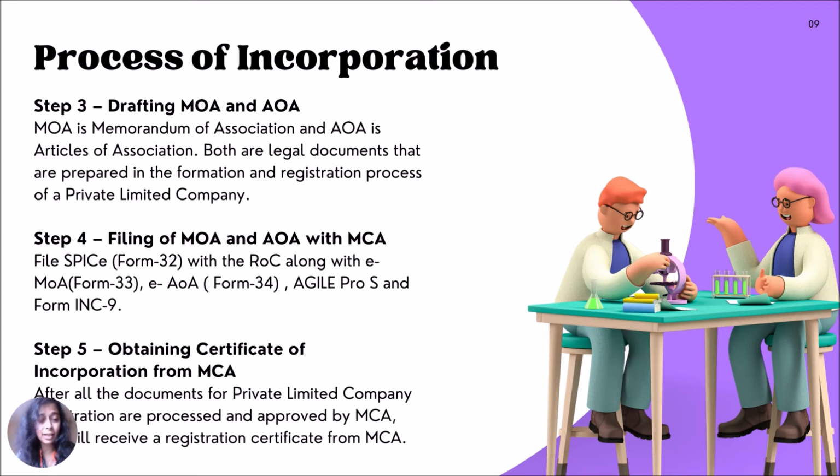Step 5, obtaining the certificate of incorporation from the MCA. After all the documents for private limited company registration are processed and approved by MCA, you will receive an incorporation certificate from MCA. At present, the most important advantage of incorporating a private limited company is that in the same form, you get the incorporation certificate. You also get the PAN and TAN numbers. You also get registered under PF and ESI, and you can also register under GST, which is optional.